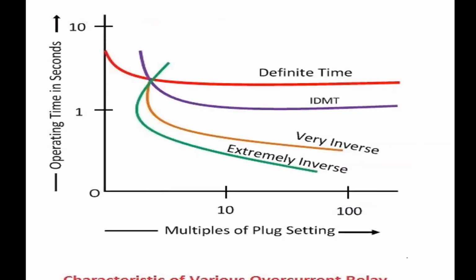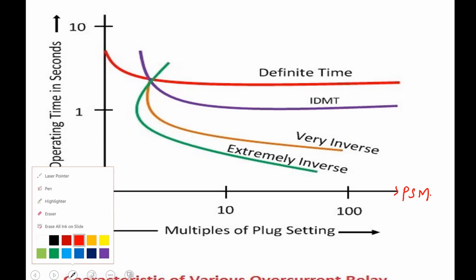So if we club all of them, the characteristics will be like this: DMT, IDMT, very inverse and extreme inverse characteristics. So this is the PSM value, plug setting multiplier. This is operating time in seconds. Characteristics of various overcurrent relays.